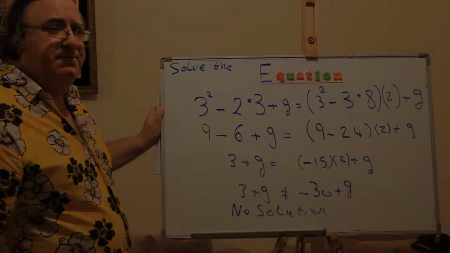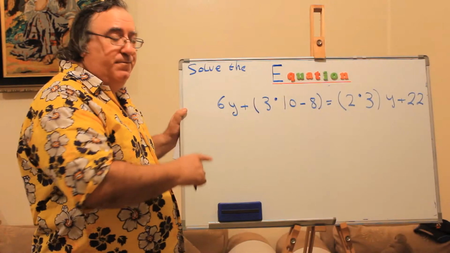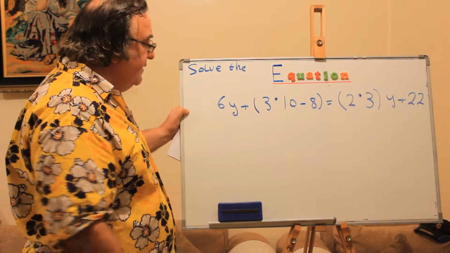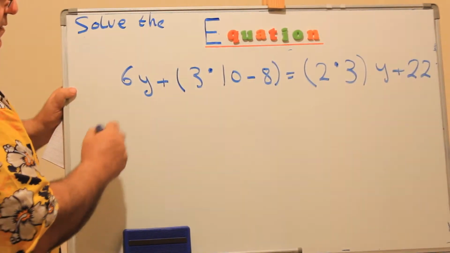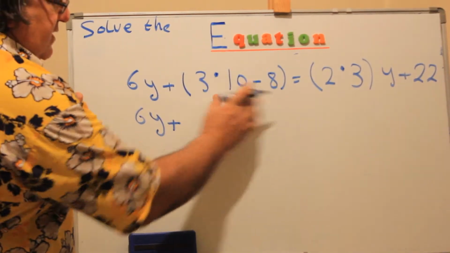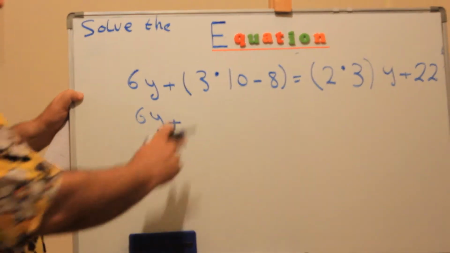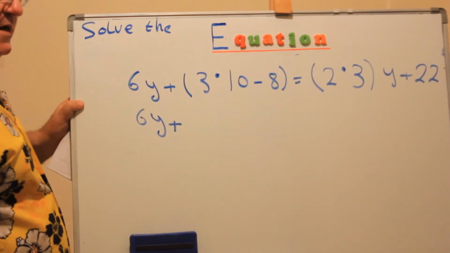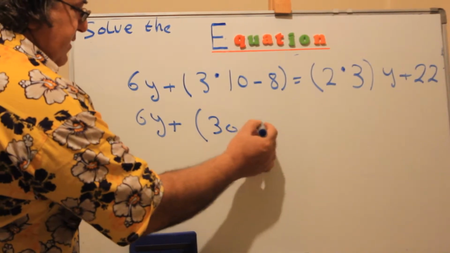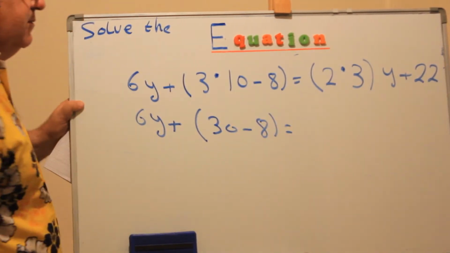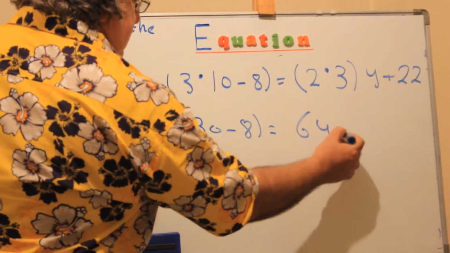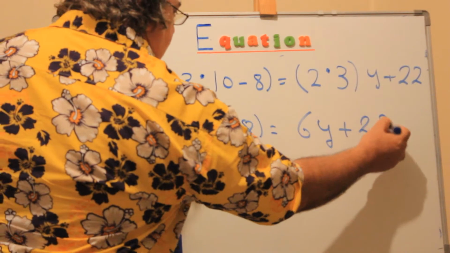Let's do the final example. Now, if you face an equation like this, you will see the result. Let's see what we will write. Let's see this expression first. 6y is 6y plus, let's see the parentheses. We start with multiplication, not addition or subtraction. We say 3 times 10 is 30 minus 8, is equal to 2 times 3 is 6y plus 22.